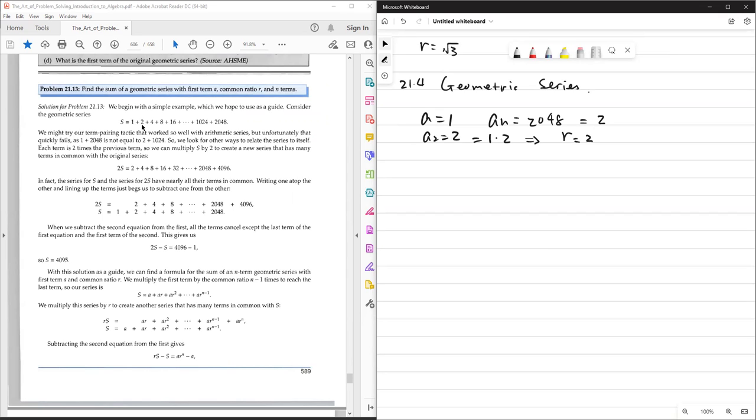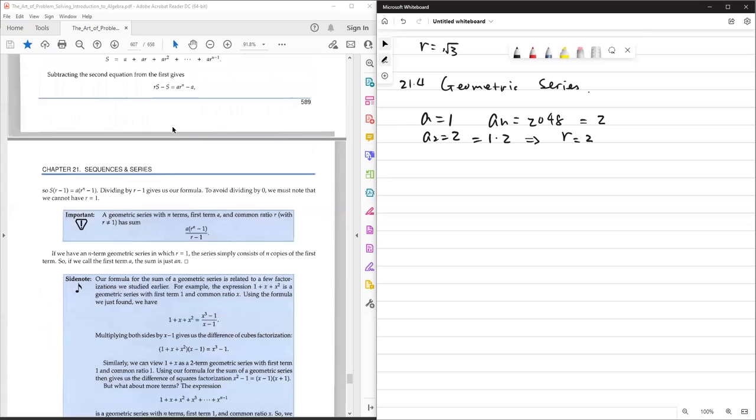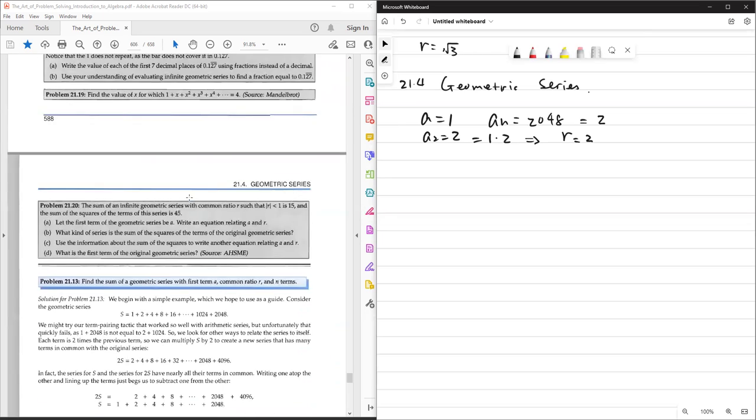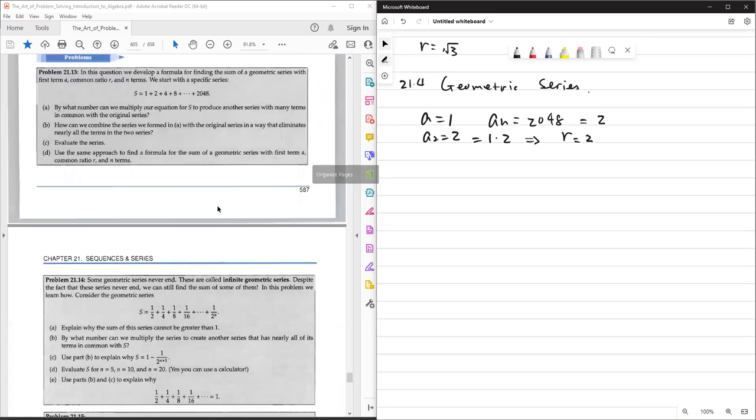So it's 1, 2, 3, 4. Let's see. How many terms? Multiply by this. Oh, I guess it doesn't tell me to solve for n. So I guess what we're doing here is to find it in terms of r. Okay, so that's why.